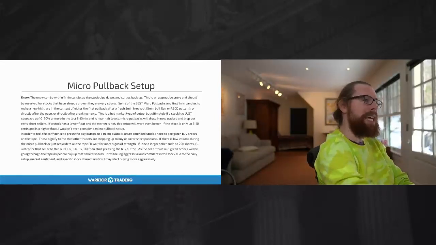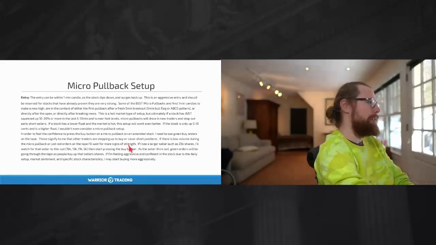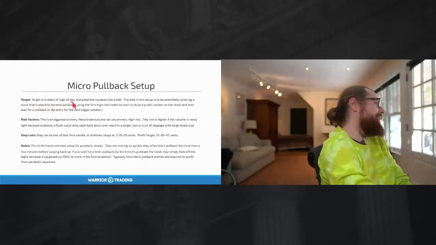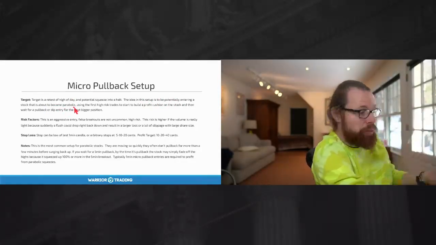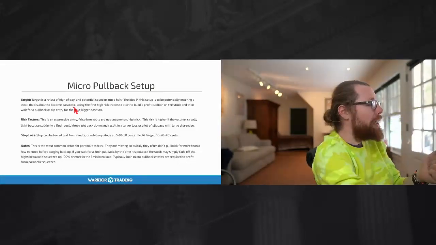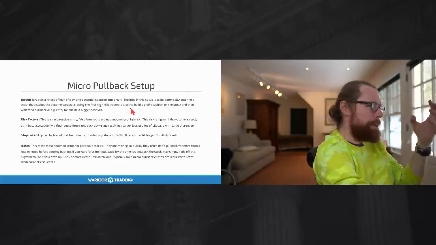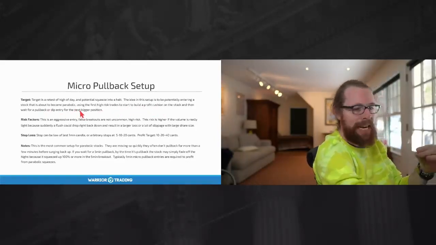But on a day where the market is colder and I didn't have a profit cushion yet, then I probably wouldn't have been so aggressive. So the target, it's a retest of high of day and potentially a squeeze into a halt. The idea in this setup is to be potentially entering a stock that is about to become parabolic or that is parabolic and to continue to ride that momentum higher. Using the first high-risk trades to build a profit cushion on the stock and then wait for a pullback or a dip entry for my next big position.